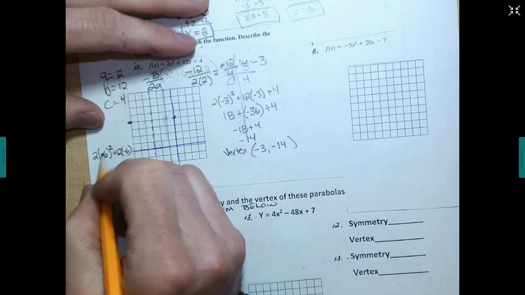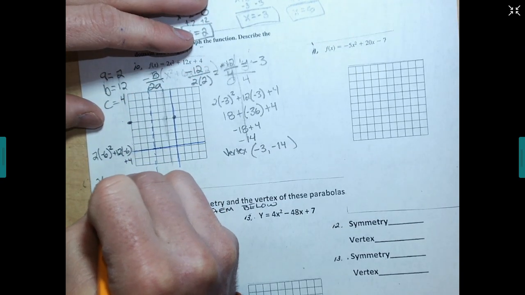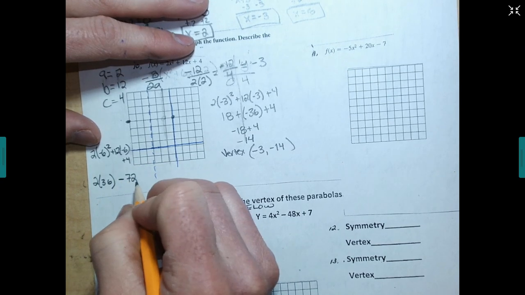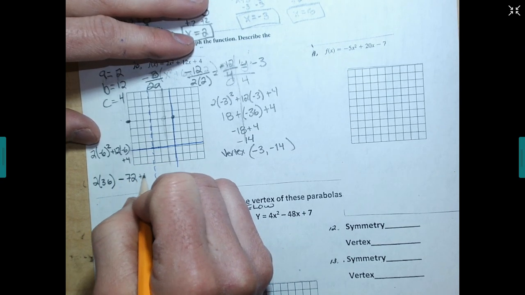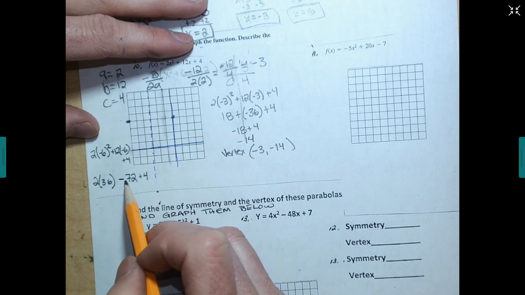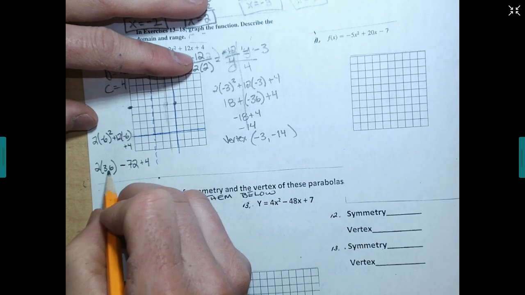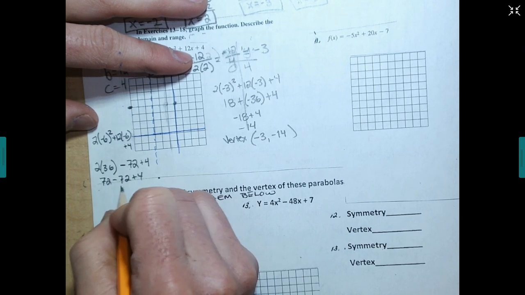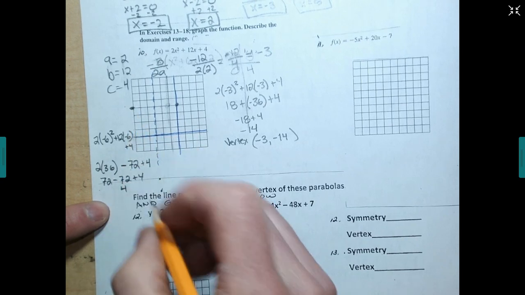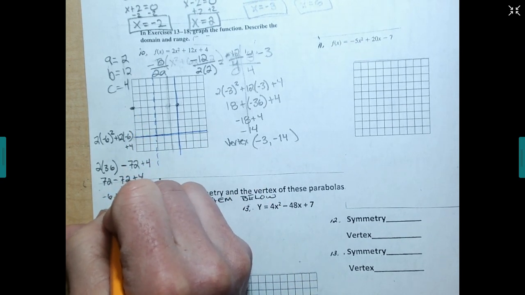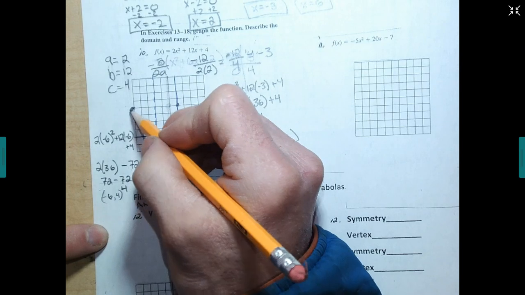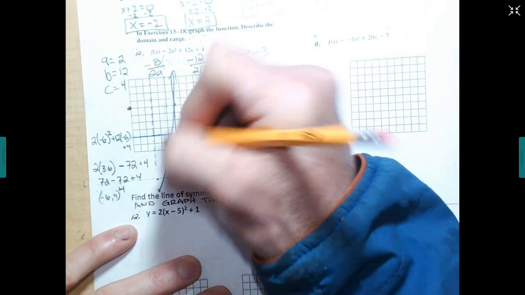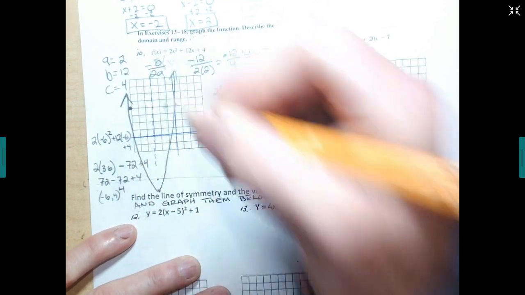Sorry, it's getting a little crowded. So 2 times 36, minus 72, plus 4. 12 times negative 6 is the answer. So 2 times 36, that's 72, minus 72 plus 4. Hey, look at that. Did it, just like we thought. So we have negative 6, 4. So there we go. So we have this steep parabola like that.